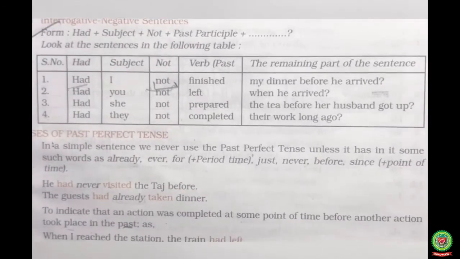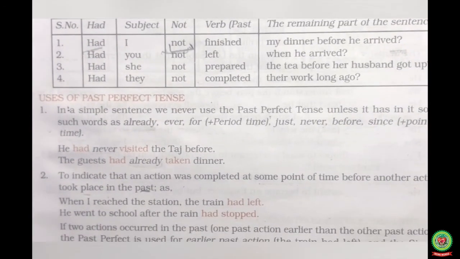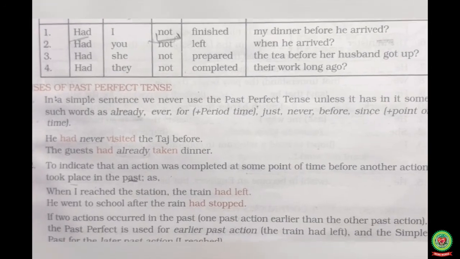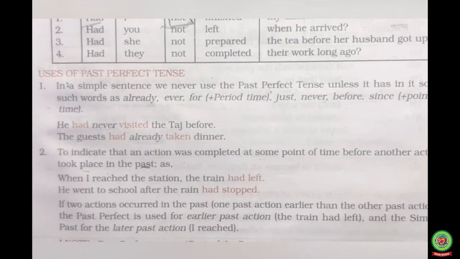Now next is children, the uses of past perfect tense. Now see how to use, where to use your past perfect tense. See point number 1, page number 75, uses of past perfect tense. Number 1, see, it is very easy.